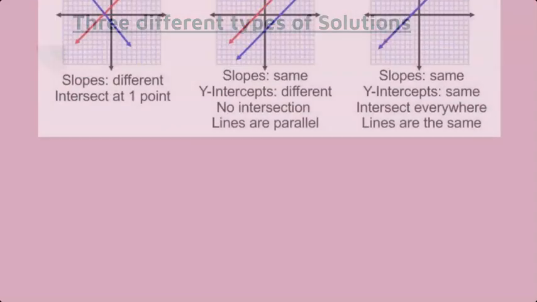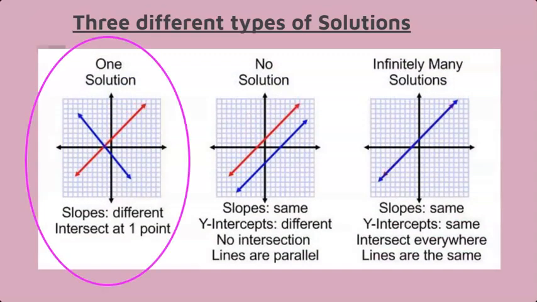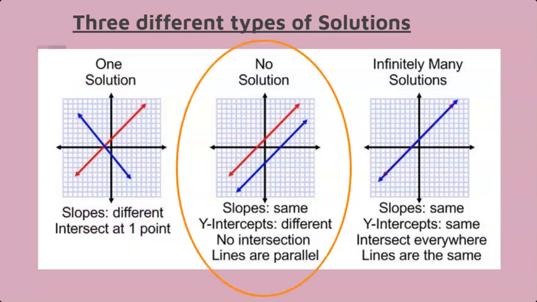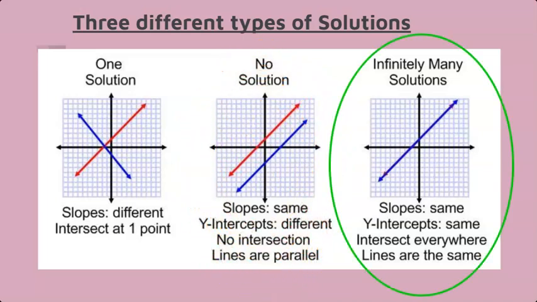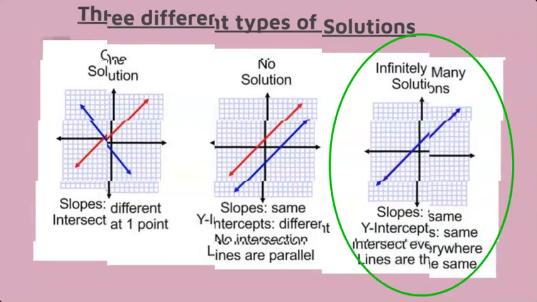So first, there are three different types of solutions. We're going to have one solution where they intersect at one point. We'll have no solution, and this happens when the two linear functions are parallel. So they don't intersect, therefore there are no solutions. And then we have infinitely many solutions, which means the slope's the same, the y-intercept's the same, the two linear functions intersect at each and every point. Therefore, all of their points are solutions to this system.